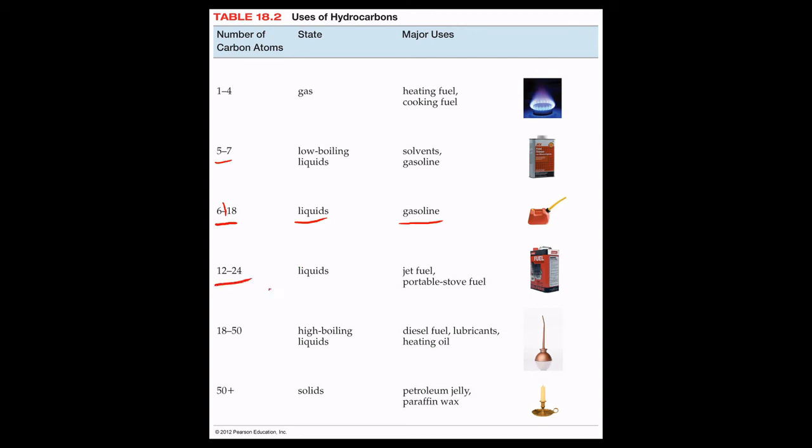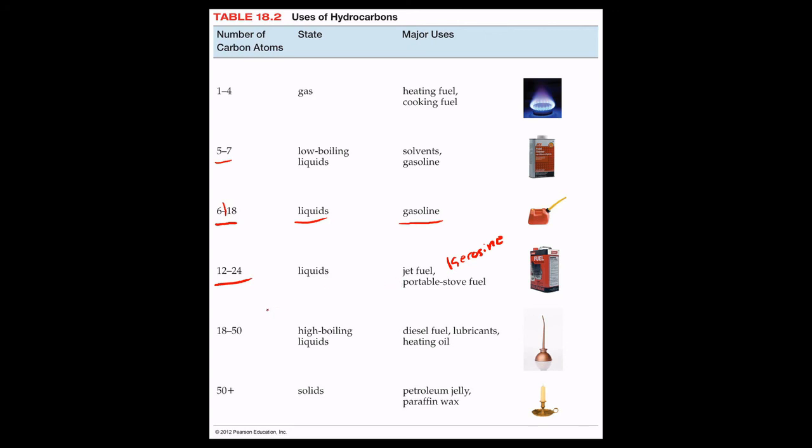If you get to a larger string of carbons here, 12 to 24, we're still in the liquid phase at this point, but now we're moving on to more intense fuels. So we get jet fuel, portable stove fuel. This is kerosene. If you've ever used a kerosene heater, kerosene is the same molecule as jet fuel. It's just that the jet fuel is much more highly purified.